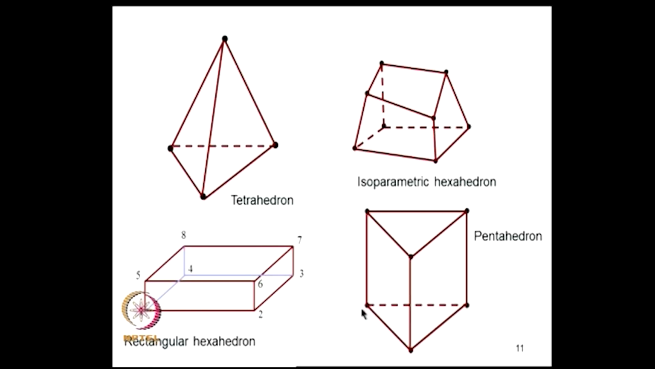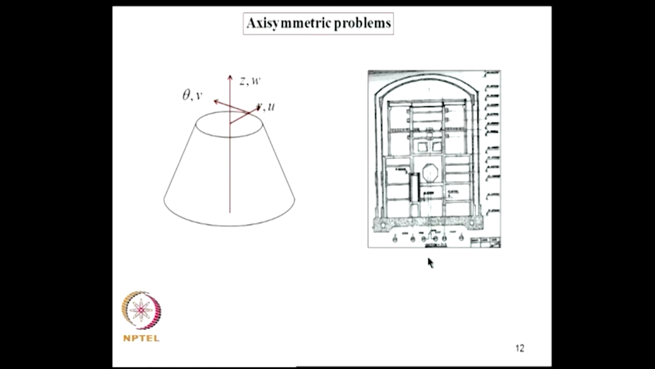Now, the volume elements in a 3 dimensional solid become more diverse. We can have a tetrahedron or a rectangular hexahedron or a pentahedron or an isoparametric hexahedron, and we can also have isoparametric versions of tetrahedron and pentahedron, and these can be first order elements or higher order elements. So, there is a great diversity of elements. We can examine some of them as we go along.